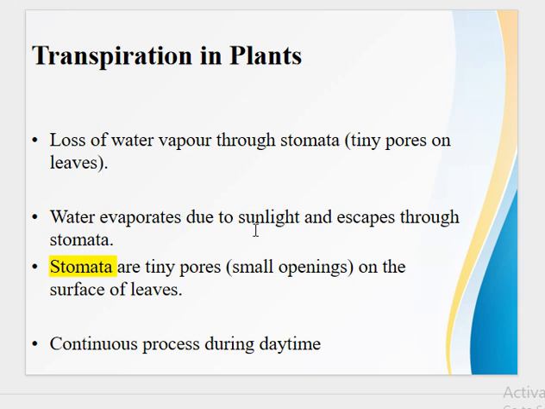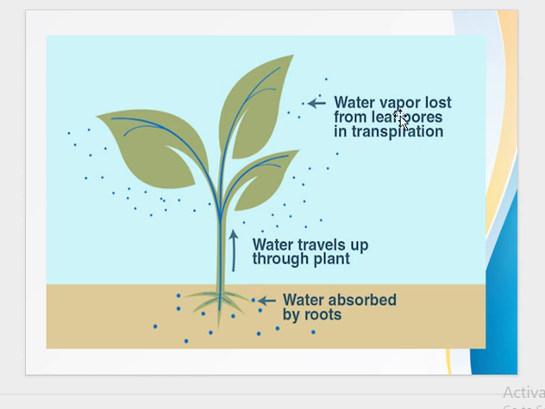Water evaporates due to sunlight and escapes through stomata. Stomata are basically tiny pores, small openings on the surface of the leaves. It is a continuous process in the daytime. In this diagram, water is absorbed by the root, water travels through the plant, and water vapor is lost from leaf pores in the transpiration process. Stomata are present on the leaves, which is very helpful for the transpiration process.